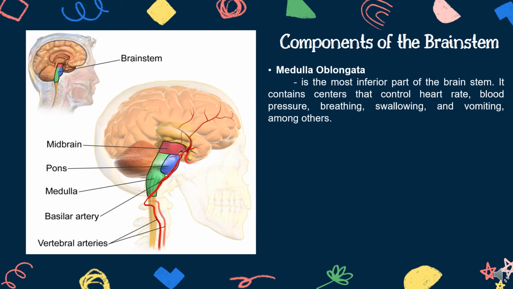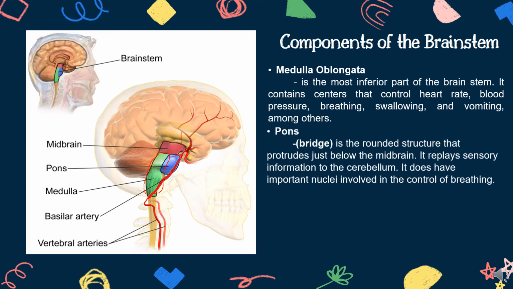Here, the green one, as you can see. Medulla oblongata is the most inferior part of the brainstem. It contains centers that control heart rate, blood pressure, breathing, swallowing, and vomiting, among others.